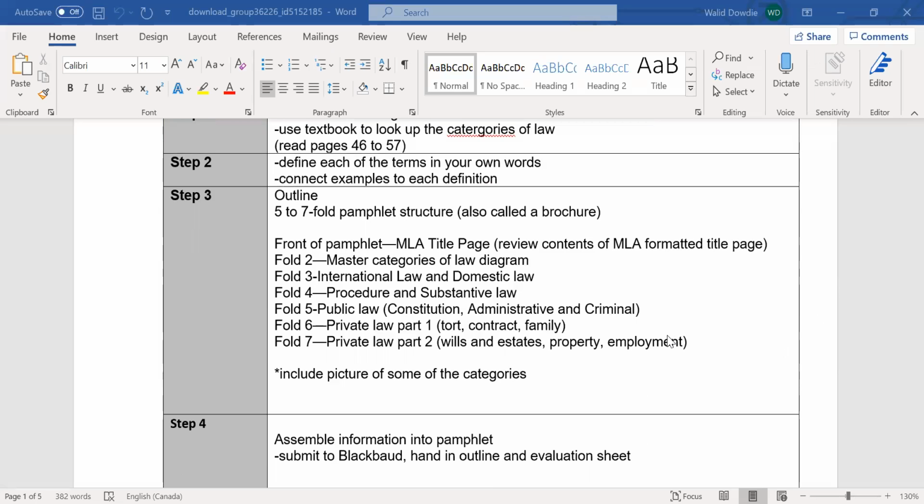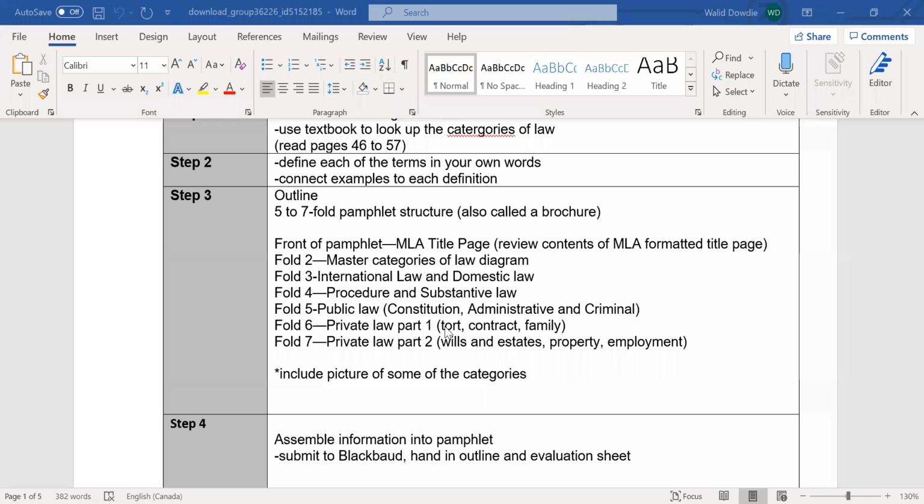There's a lot for you guys to focus on. The next fold of your pamphlet would have the master categories of law diagram, the same chart diagram that's on page 54, showing all the laws and how they interconnect. Then fold three is international law and domestic law. Fold four, you have procedural law and substantive law. Fold five will be public law and all the things underneath it: constitutional, administrative, and criminal. Private law, part one, is tort, contract, and family. And private law, part two, is wills and estates, property, and employment.